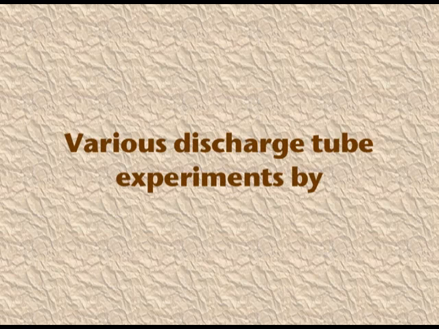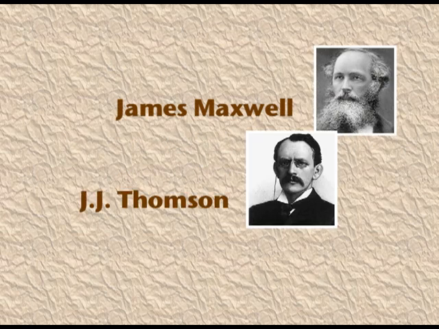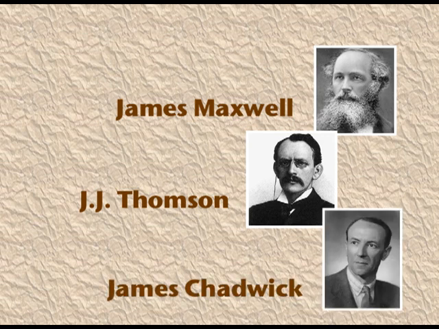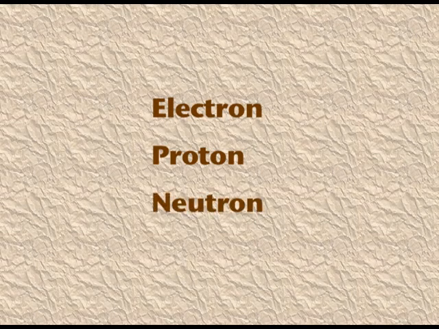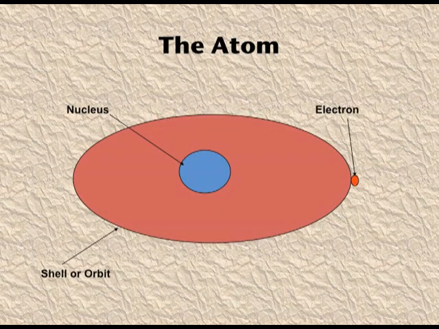The various discharge tube experiments by Maxwell, J.J. Thomson and Chadwick established that the atom is divisible. There are subatomic particles, and the fundamental particles are electron, proton and neutron. Here you can see the electrons and the nucleus containing the protons and the neutrons. Now we will study how these electrons, protons and neutrons are arranged inside the atom.